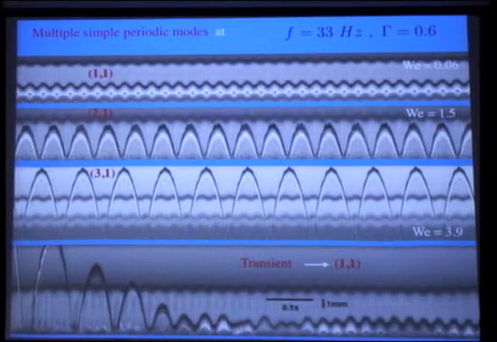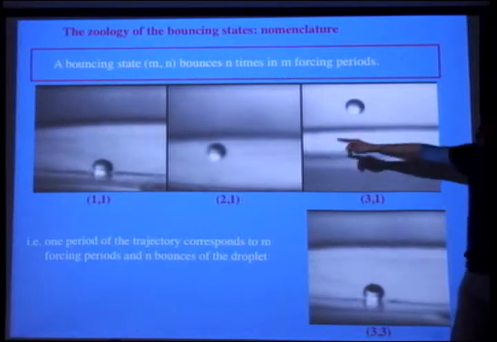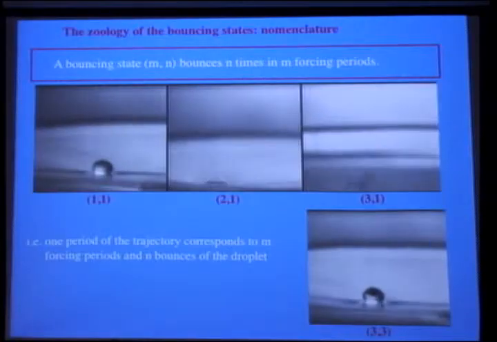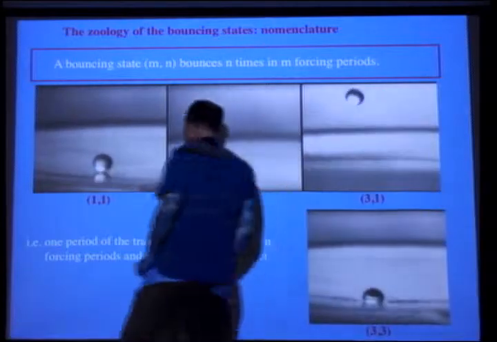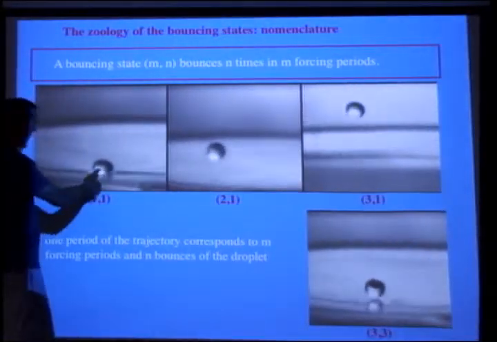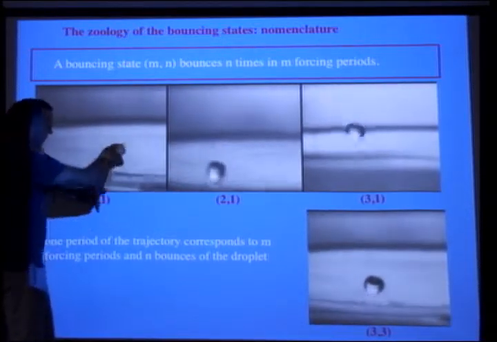So this is again what we observe. These are just those four states, the three states I showed you before: the 1-1, 2-1, and 3-1. And so what is this data? We take a slice through the center line of the drop at each frame, and then we step it forward in time.